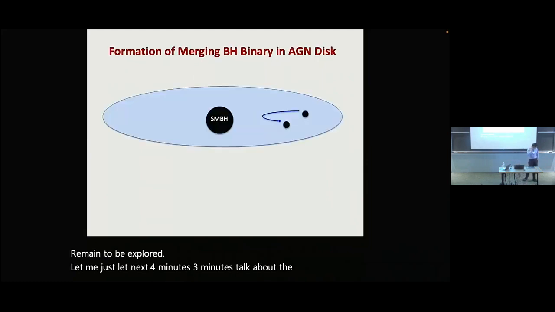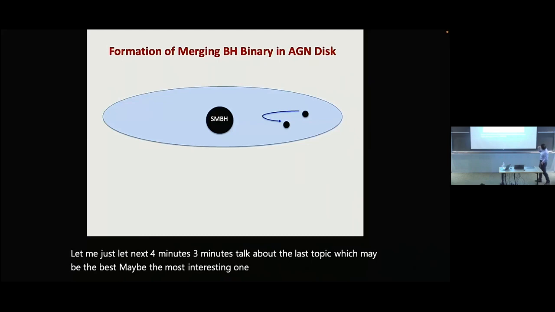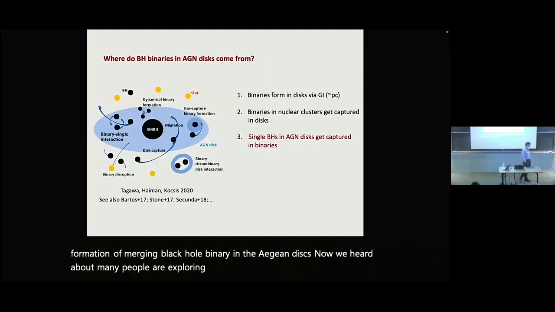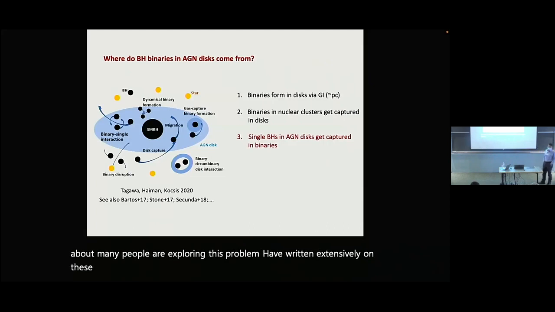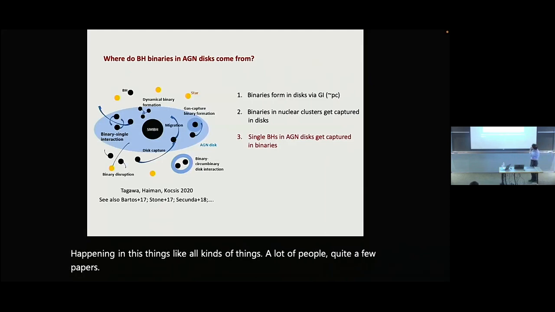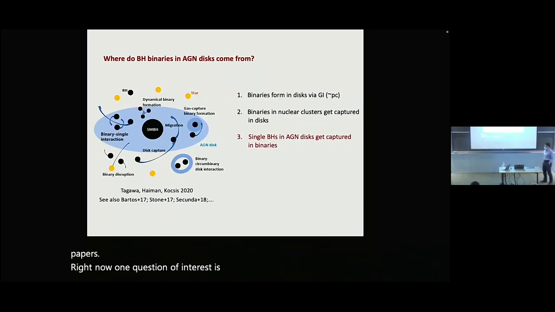Now let me spend the next 3 minutes talking about the last topic, which may be the most interesting one for me. This concerns the formation of merging black hole binaries in AGN disks. We heard that many people are exploring this problem and have written extensively on these topics. There are a lot of physical processes happening in these things, and quite a few papers. Now, one question of interest is where this binary in the AGN disk comes from.